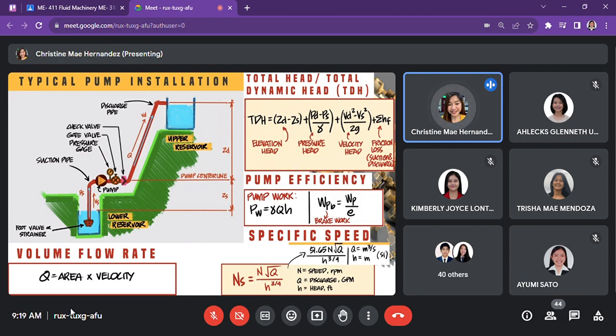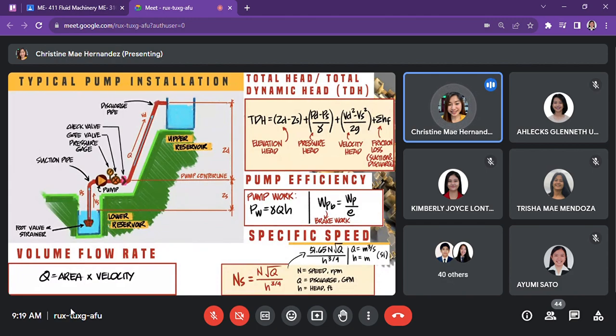So total energy of flow is the sum of the energy or the sum of the heads in a fluid, so kinetic and potential energy. Recall that potential energy is the sum of pressure energy and elevation energy. Kaya ganito yung ating total dynamic head. Meron din tayong pump efficiency or the water power or the pump work, which is equal to the specific weight of the fluid times the volumetric flow rate times the head.